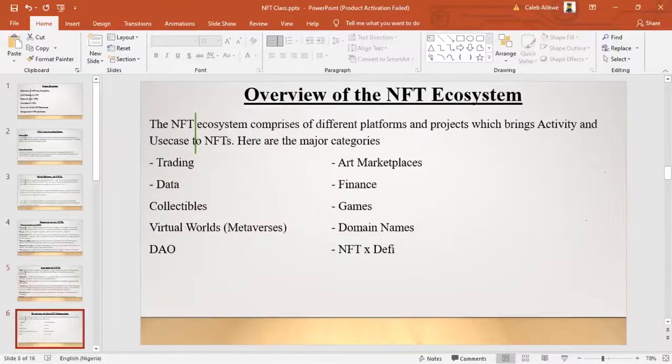And the overview of the NFT ecosystem. The NFT ecosystem comprises different platforms and projects, which bring activity and use cases to NFTs. The major categories are trading, arts marketplaces, data, finance, collectibles, games, virtual worlds or metaverses, domain names, DAOs, NFTfi, DeFi. There are other categories, but these are the major categories that you find.